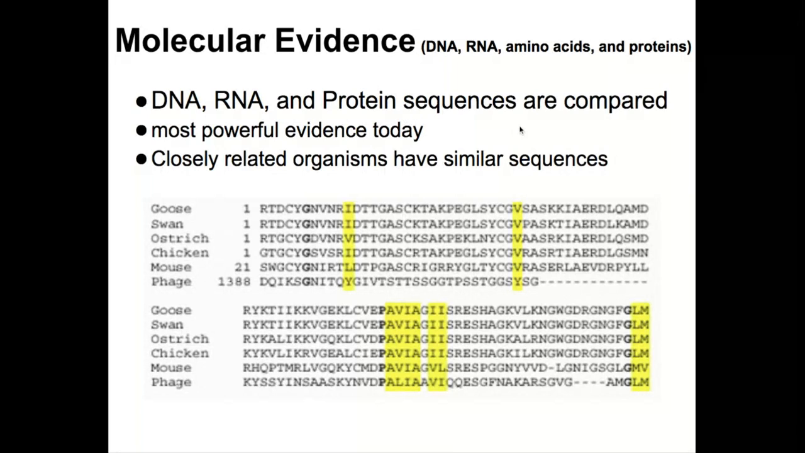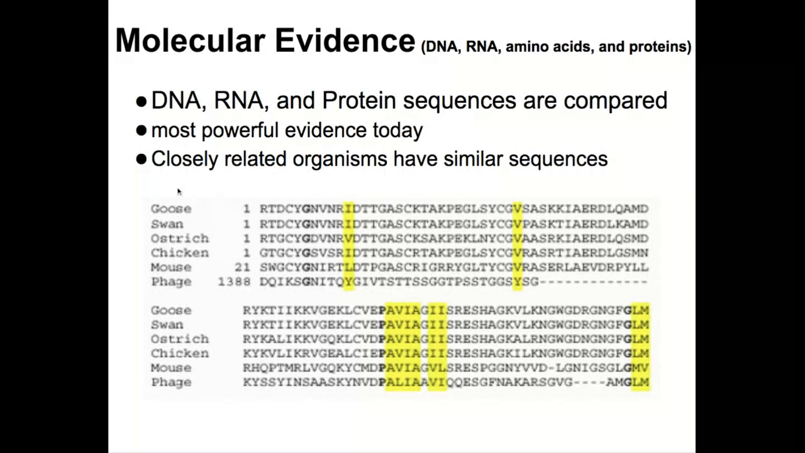The DNA, RNA, and protein sequences are compared between organisms. This is our newest form of evidence because of our genetic technology and also probably our strongest. The more closely related organisms have the most similar sequences.